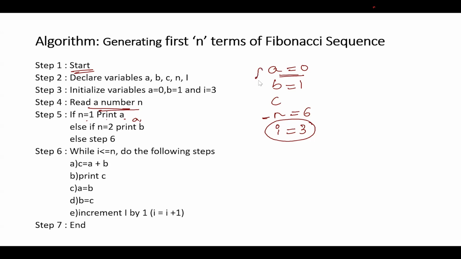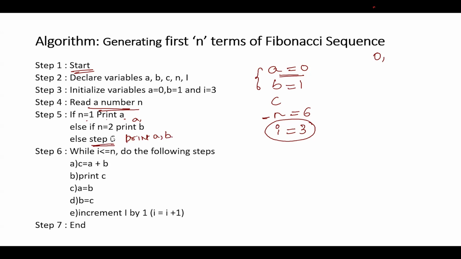So if the user is asking for two terms, then we simply print 0 and 1. Otherwise, we will do step 6. Else, go to step 6. Now, before this, also please write else print. I have missed this: print A, B, and then go to step 6.